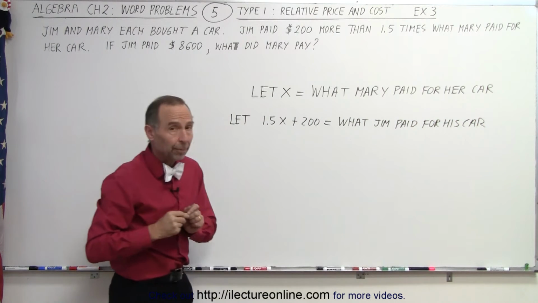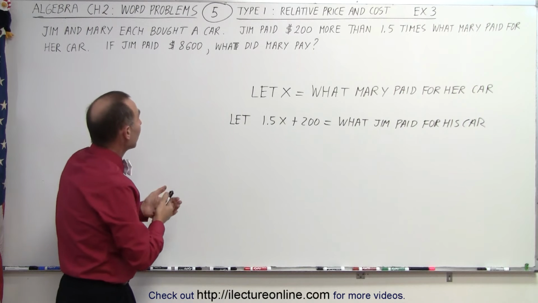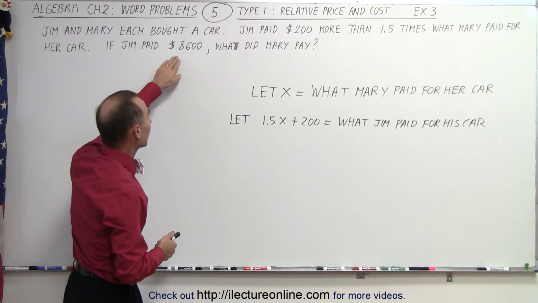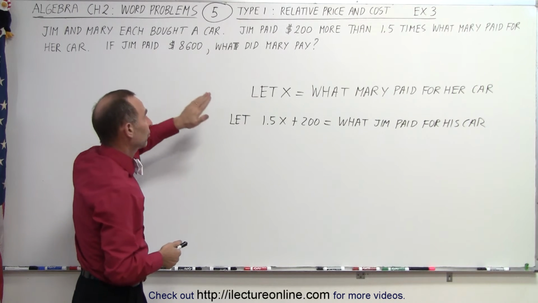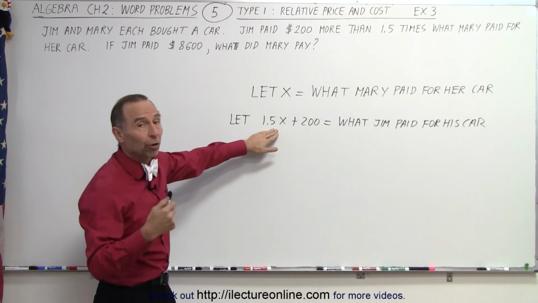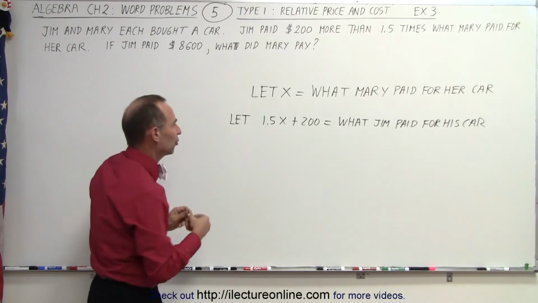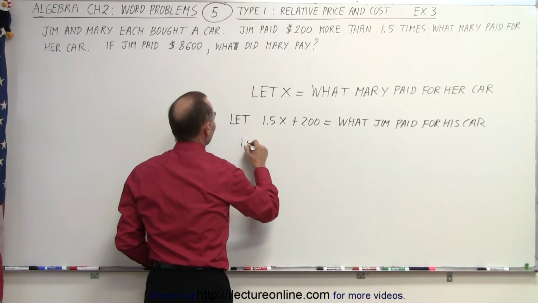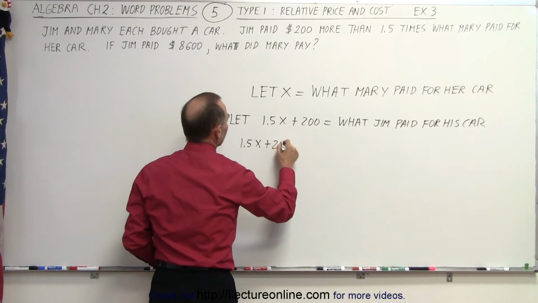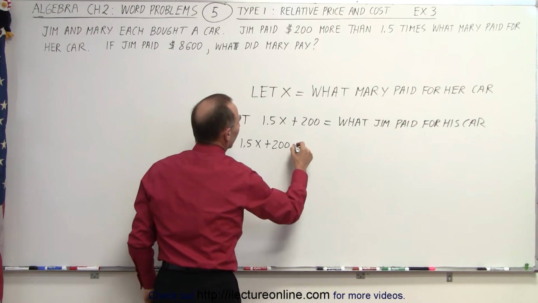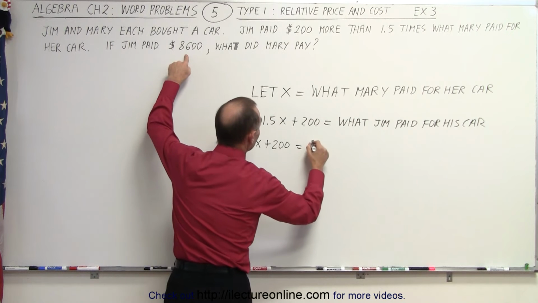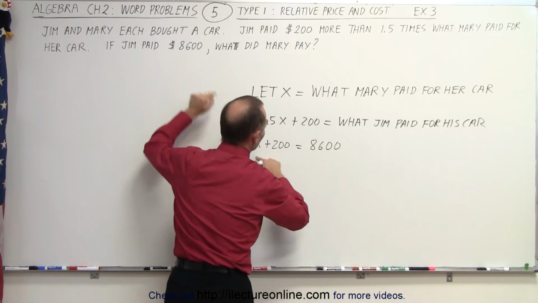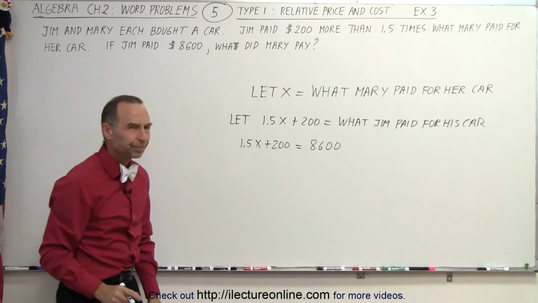Now we're ready to set up the equation. We understand that Jim paid $8,600, and we also have expressed what Jim paid for his car in terms of x, so we can set the two equal to each other. So 1.5x plus 200, which is what Jim paid for his car, is equal to what he paid, $8,600. And now we simply have to solve this for x.